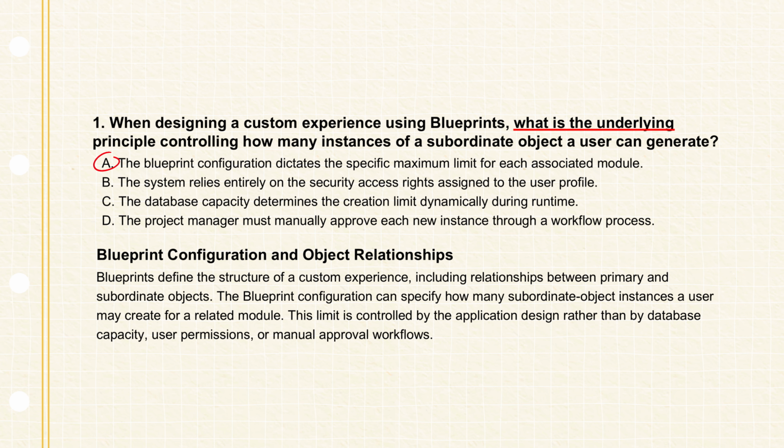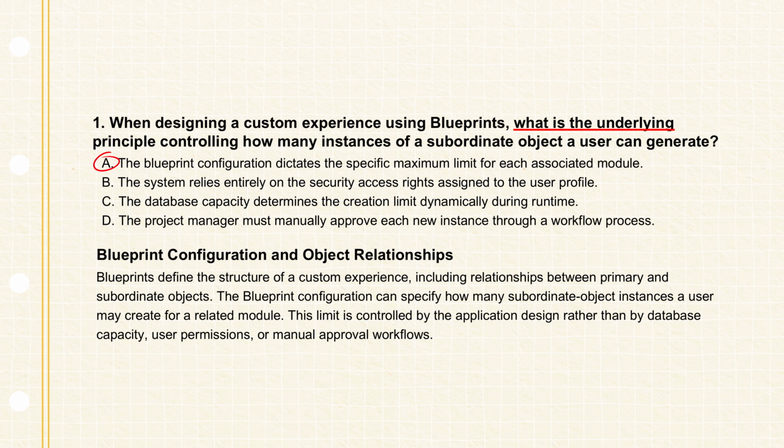Okay, so let's dig into the computer science of that. Why does the system actually care if a user wants to generate 10 subordinate objects, or, say, 10,000? Well, it comes down to database instantiation and memory allocation. When you allow a user to create a subordinate object, you are literally giving them permission to write new rows into a relational database table. Right. And that consumes index space and processing overhead.